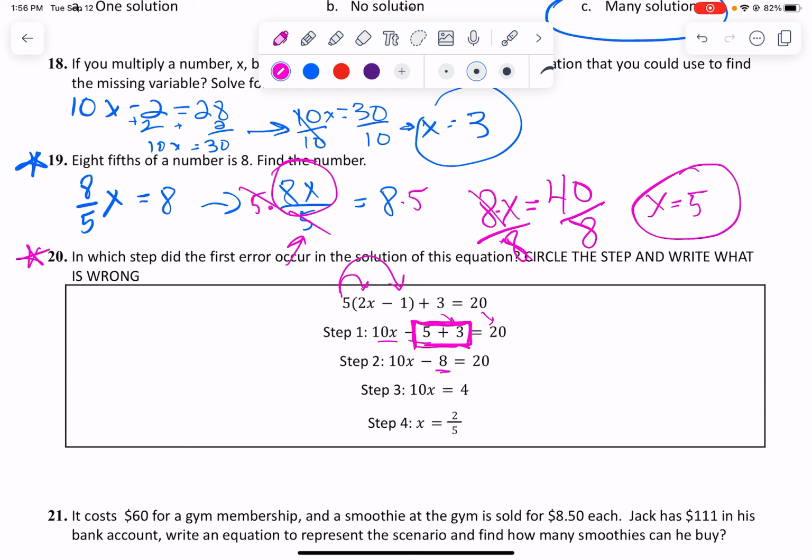Well, that's not what you're supposed to do. This is a -5 plus 3. Okay, so a -5 and a +3, they are opposite signs, so we're going to subtract them. 5 minus 3 is 2, and we're going to keep the sign that we have more of, and we have more negative numbers. So it should be a -2 there, not a -8. So step 2 is where the error occurred.